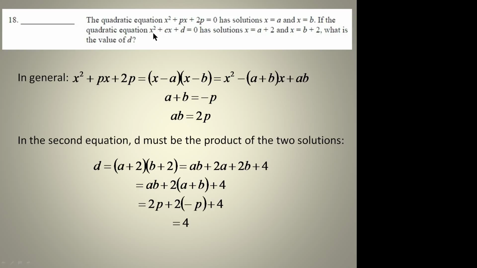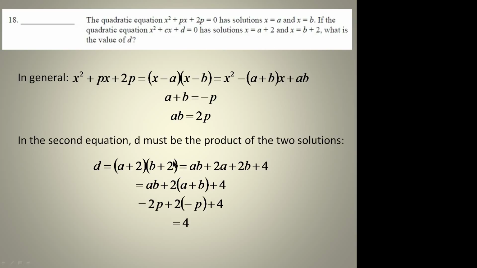We use this: x squared plus cx plus d is the same as x minus this solution times x minus that solution. Or simply, the constant term is the product of the two solutions. It's like here, d is the product of two solutions. It's ab. So the product of the two solutions will be d.